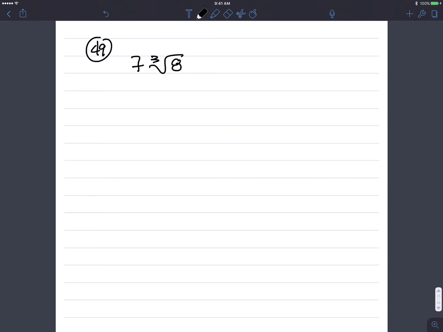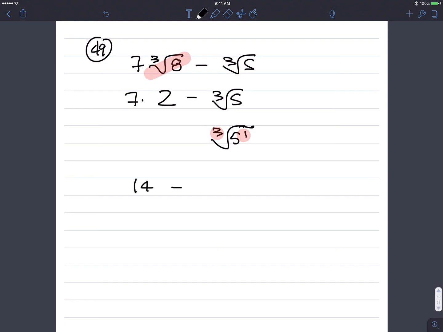Seven times the cube root of 8 minus the cube root of 5. The first radical, notice, cube root of 8, is not simplified. Or in this case, we should say, is not evaluated, because the cube root of 8 is the value 2. The cube root of 5 is a simplified radical, because the prime value 5 under a radical has a power of 1, and the index is actually bigger than the power. That means this 3 is bigger than the 1, so my radical here is simplified. I just have to multiply 7 with 2 to get 14, and that's minus the cube root of 5.